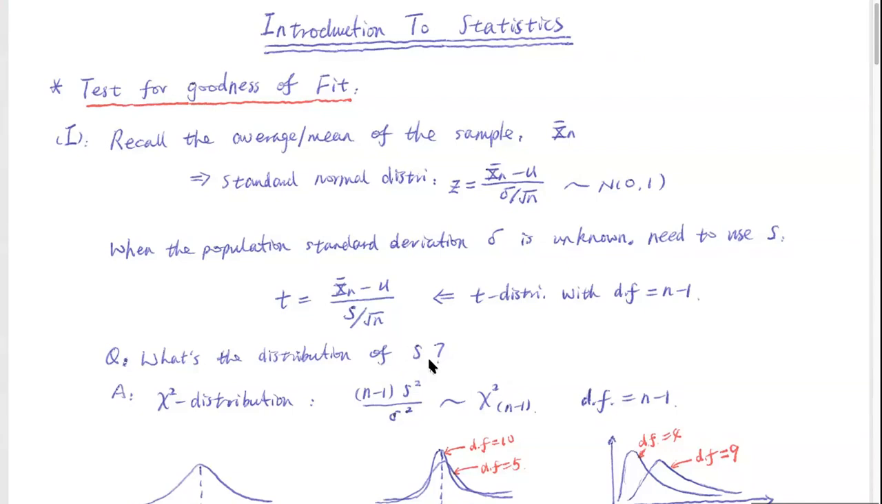If we study more and more about this sample standard deviation, we realize this S turns out to follow a new distribution. We call this the chi-square distribution. You can see the letter X, right? But we don't call it X square distribution. In statistics, we call this the chi-square distribution.